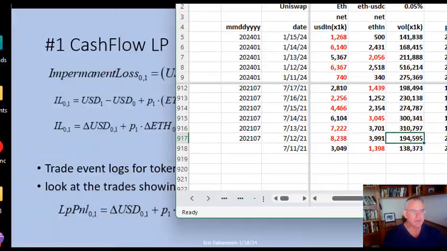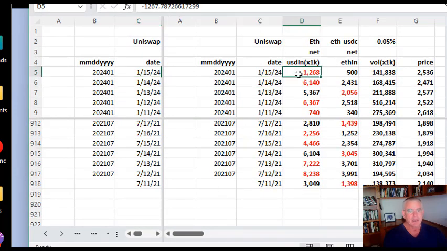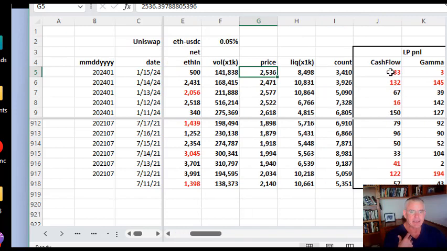So what I can do is look at something like Uniswap's 5 basis point pool, and every day I can look at, on this day at noon or so, how much USD, this is times 1,000, basically 1.2 million went out of the pool, and 500 ETH went into the pool. Okay, and given the price at the end of this little sample, I can calculate the P&L.